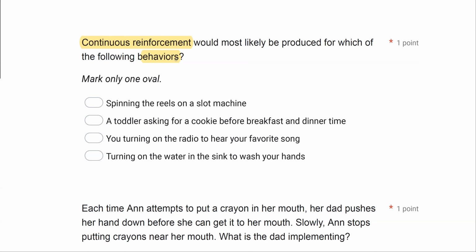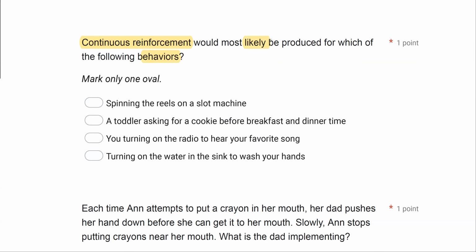Do we think a toddler asking for a cookie prior to breakfast and dinner time is going to be continuously reinforced? Probably not. We always talk about not making assumptions. There's exceptions to every rule. In this case, you have to make some sort of assumption, right? You have to think to yourself, would this behavior get reinforced every time? And a toddler asking for a cookie before breakfast and dinner time would likely not produce reinforcement every time.